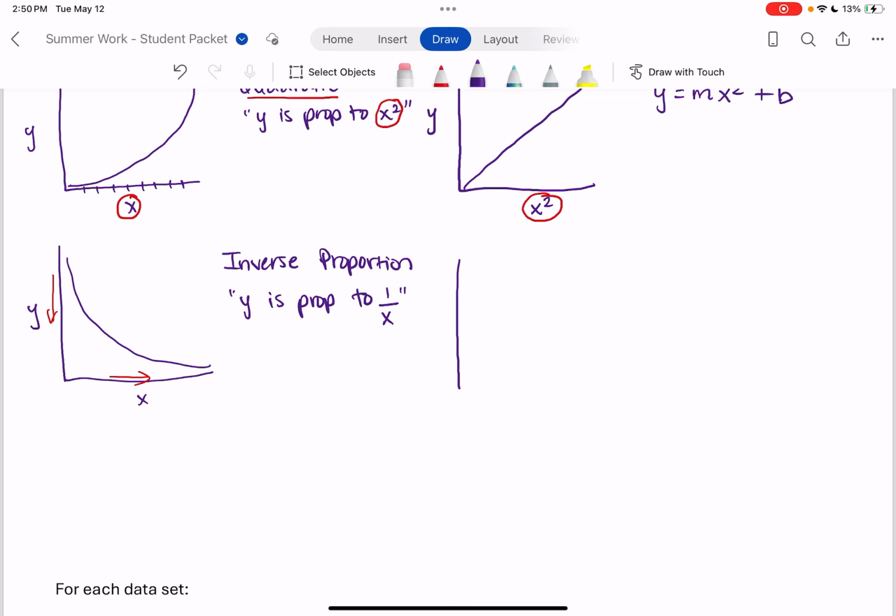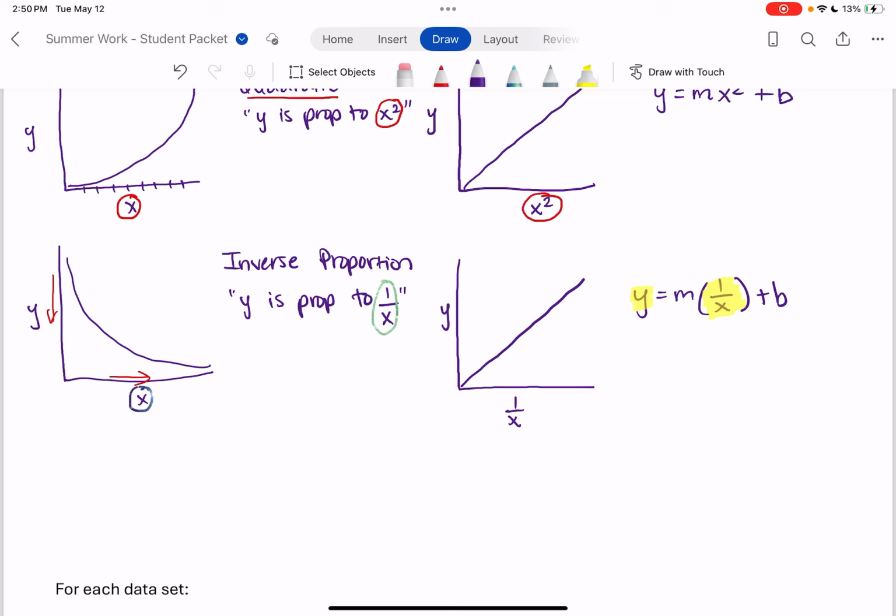Now, it's not linear, so we have to make an adjustment. Instead of x, we need to graph 1 over x. That's the adjustment we need to make. So 1 over x will go here, and y will go there. And now it is linear. So our equation would be y equals m times 1 over x plus b. Notice it's still the same, like y equals mx plus b. But when you change your x values, you need to put that in place of the x variable.